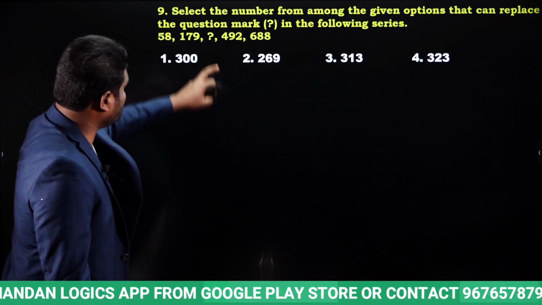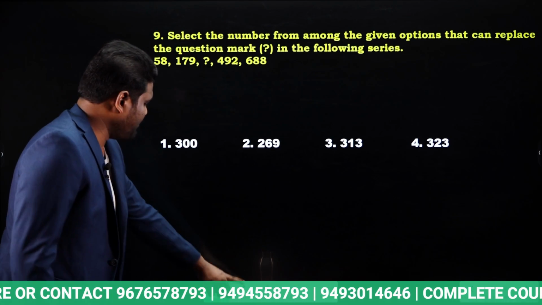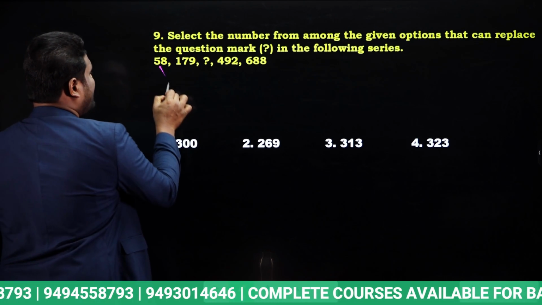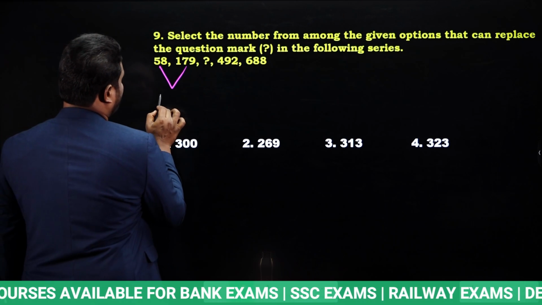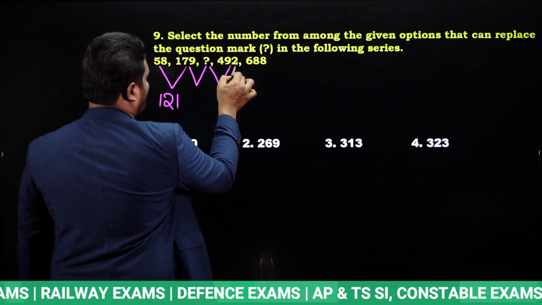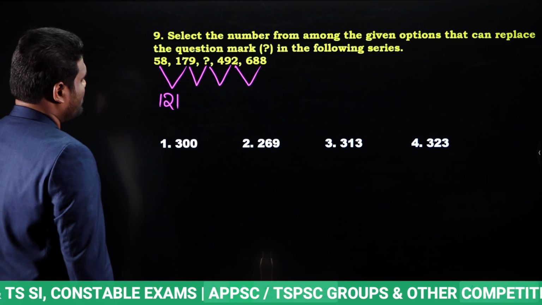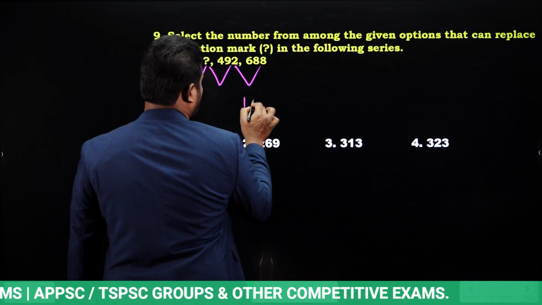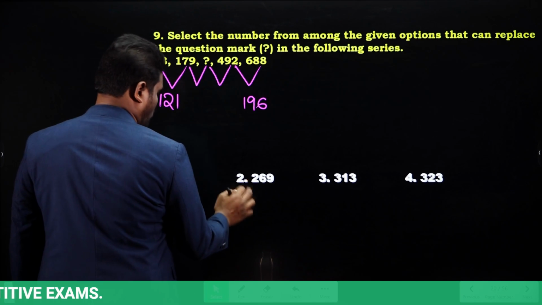Next question, look at the next question. This question is based on numbered series. Observe here, 58, 179. What is the difference? 58, 179 difference is going to be how much? 121. Here the difference we don't know. Here the difference we don't know. Here, look, 492, 688. What is the difference? The difference here is going to be how much? 196. Yes or no? The difference is going to be 196.